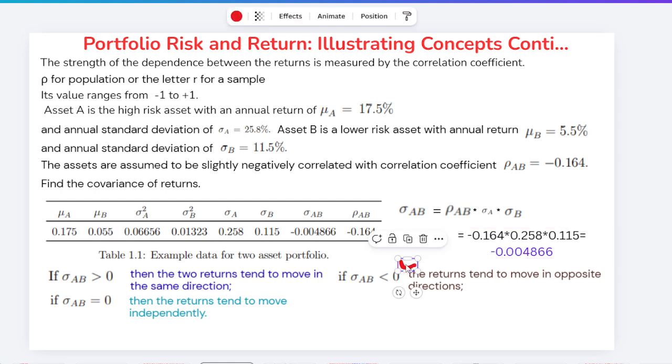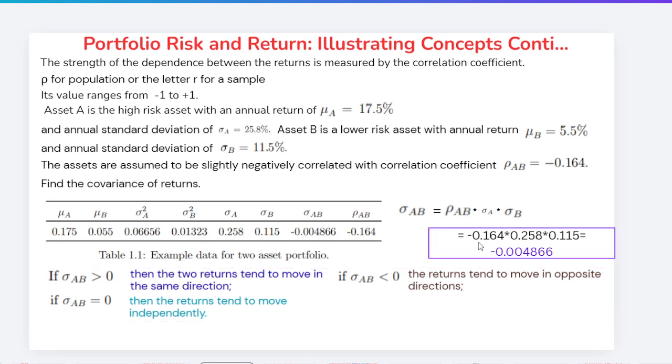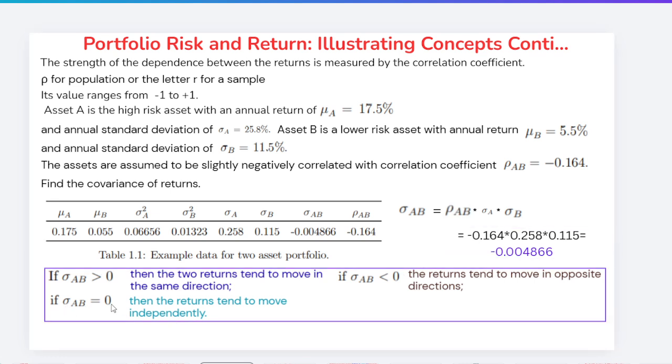So simply, while analyzing the results, if our covariance is greater than 0, then we say that the two returns tend to move in the same direction. But when the covariance is lower than 0, the returns tend to move in opposite directions, if we have a negative value. At the same time, when the covariance equals 0, the returns tend to move independently.